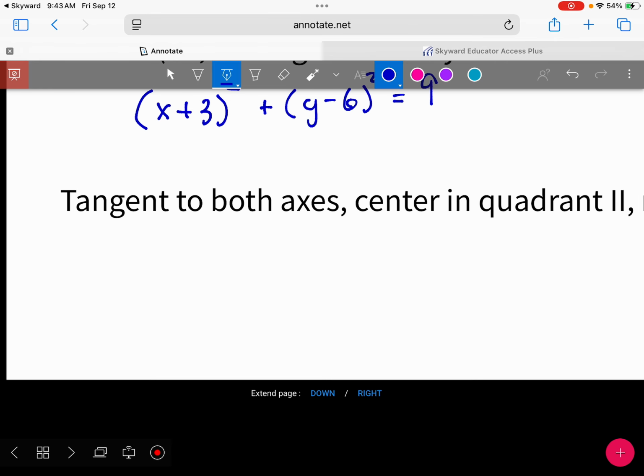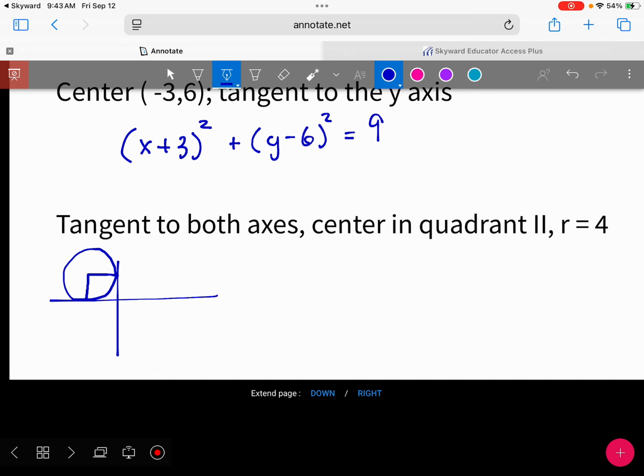So when they say tangent to both axes in quadrant 2, so quadrant 1's here, quadrant 2's here, looking at this guy. It's going to touch both axes. And they're telling us our radius is 4. What point is that going to be at? It's going to be at -4, 4, because it's 4 to the left and it's 4 up. So again, tangent means touching. If we can't spot it from the words, sketch yourself a picture.